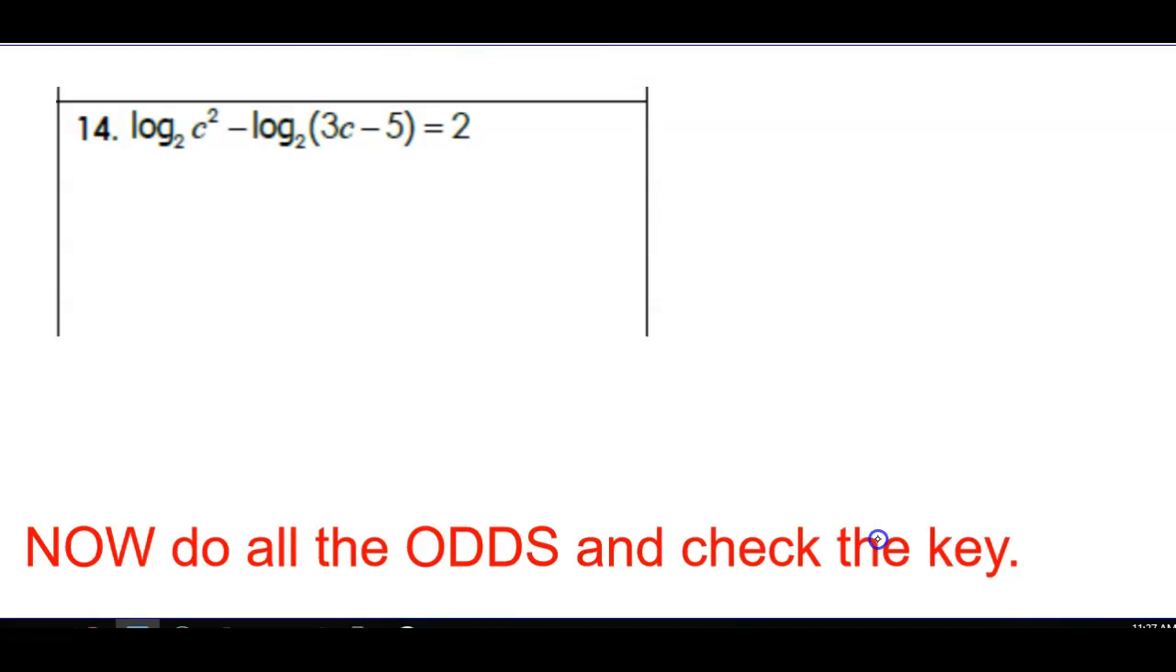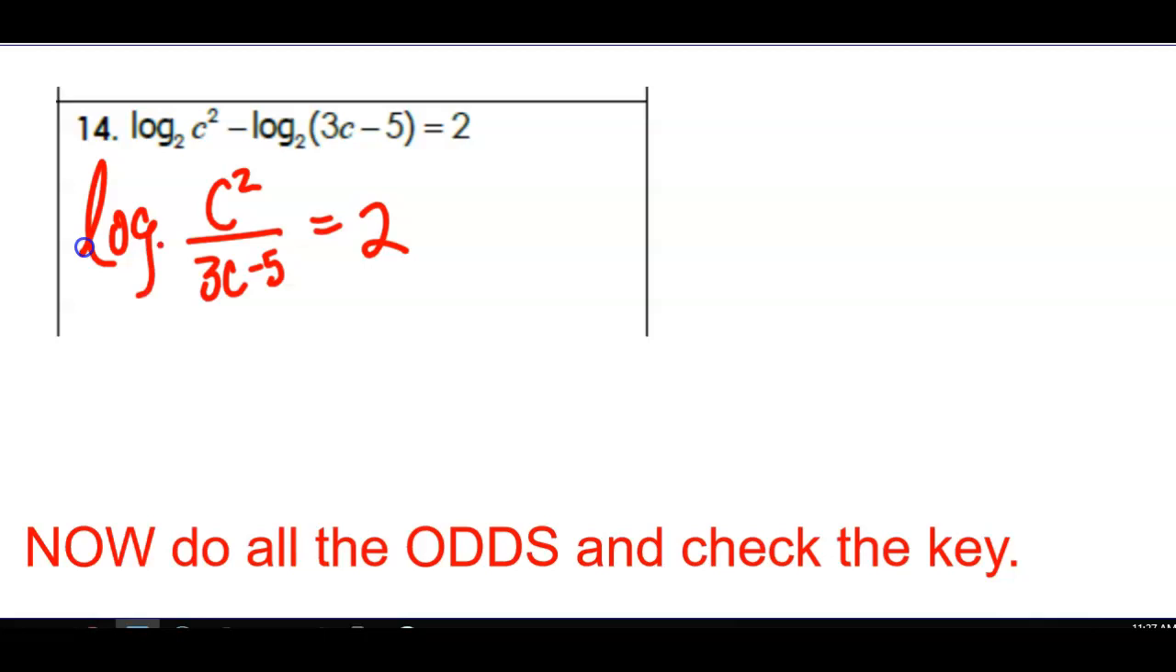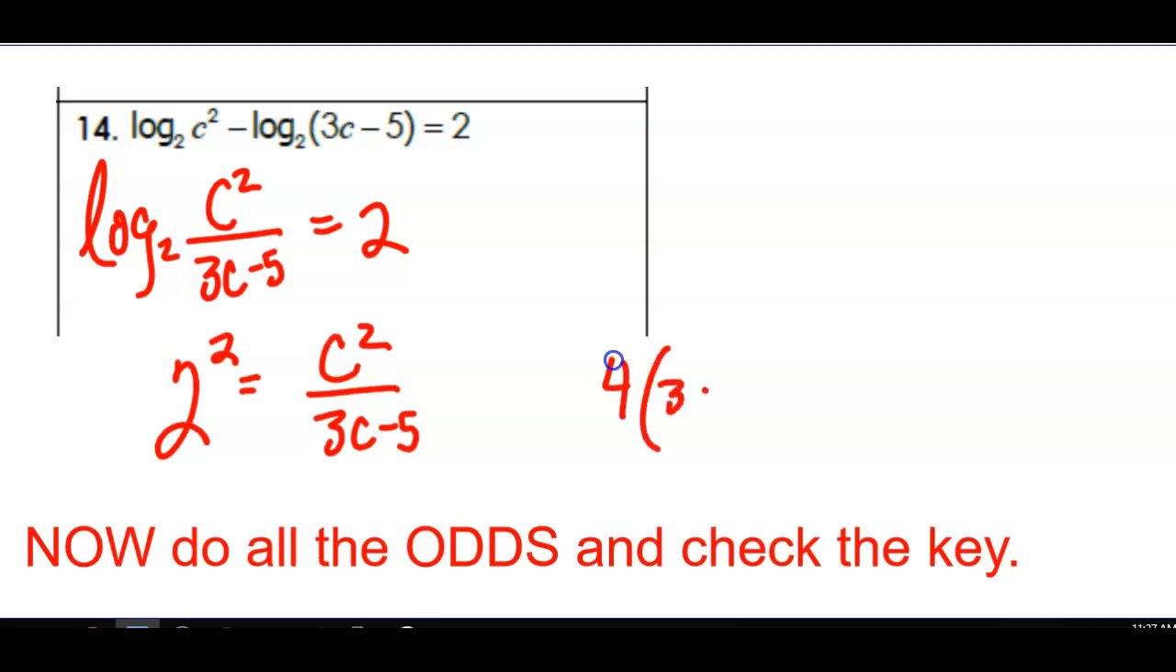Please tell me that's the last one. Oh no, one more. All right. Minus means divide. And this side still had a log base 2. So when you rewrite, this would be 2 to the 2nd power equals. Okay, 2 to the 2nd power is 4. I'm going to need to multiply that over to that side. So I'll have 4 times 3c minus 5.